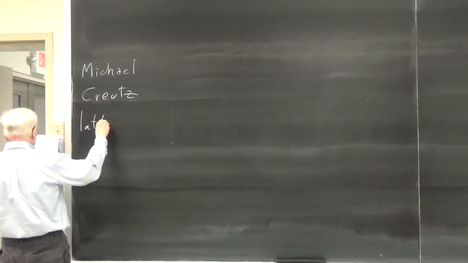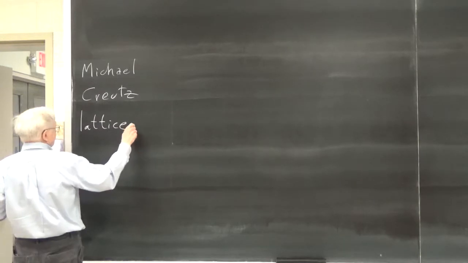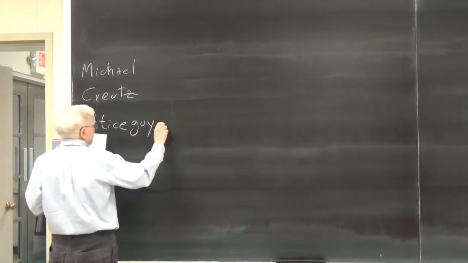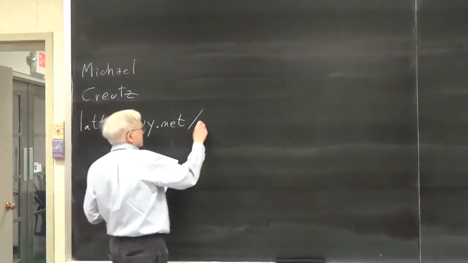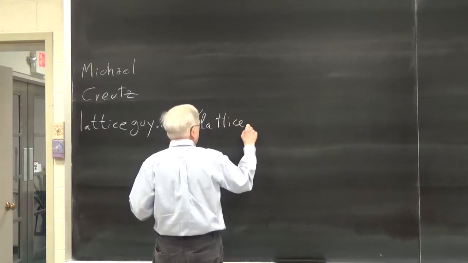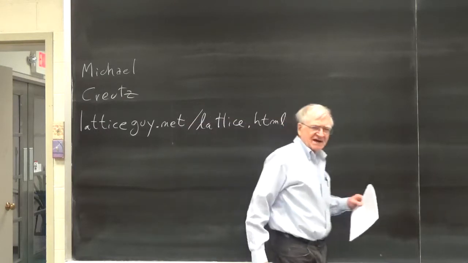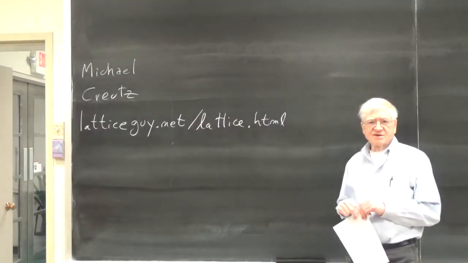And this is the URL of the lattice site. It's lattice.net/lattice.html. I suppose this .html is superfluous, isn't it? I think so.